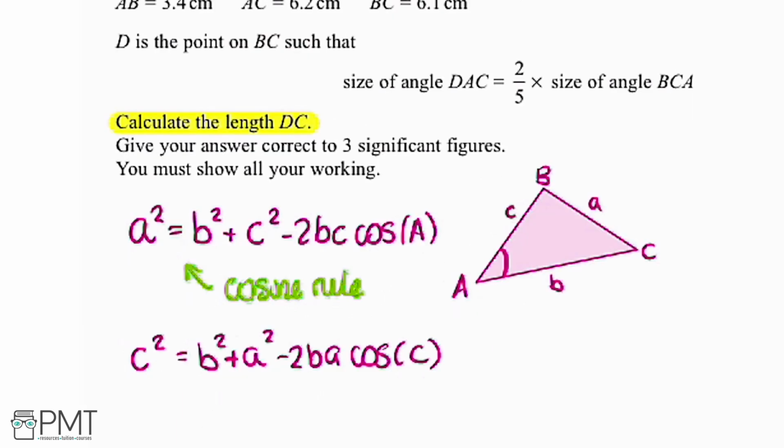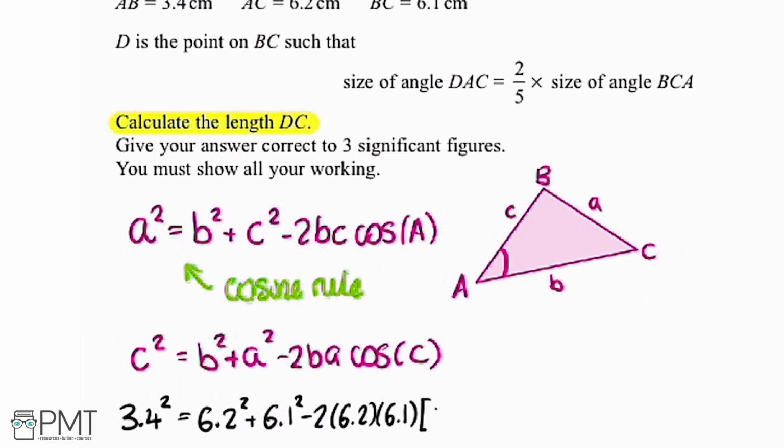So C squared, what's that on our diagram? That's going to be 3.4 squared equals B squared, 6.2 squared, plus A squared, which is going to be 6.1 squared, minus 2, B, which is 6.2, and A, which is 6.1. And that's going to be multiplied by cos of C, which is what we're trying to work out. We don't know that yet. And just pointing out that's cos of capital C, so the angle. It's a little bit confusing because both the C's look the same. So I'm going to use the calculator to work out the parts of this I can.